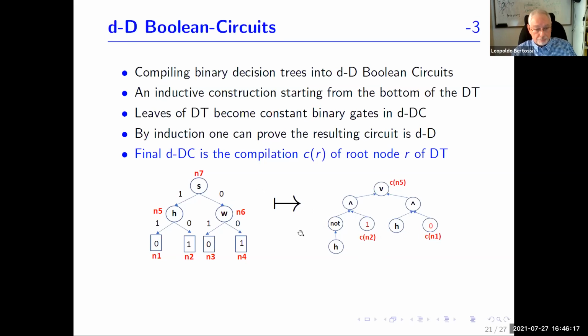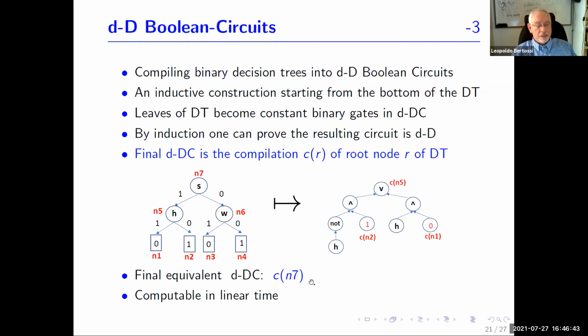Basically, this is the proof of the constructive translation. I'm not going into details, but I'm going to leave the slides with you if you're interested in seeing the details, right? So what is the final equivalent circuit associated to the decision tree? It is basically the compilation that we obtain inductively of the top node over here. Yeah, that is the resultant circuit.